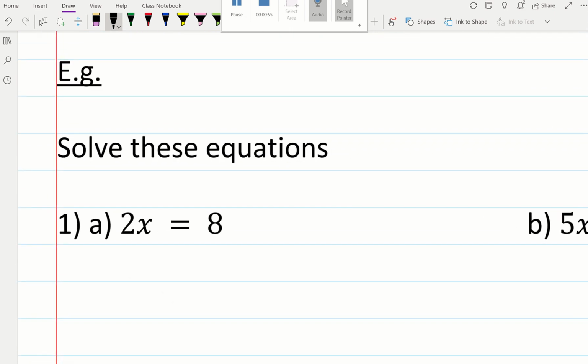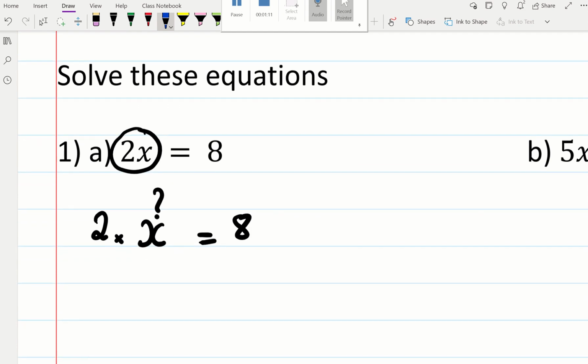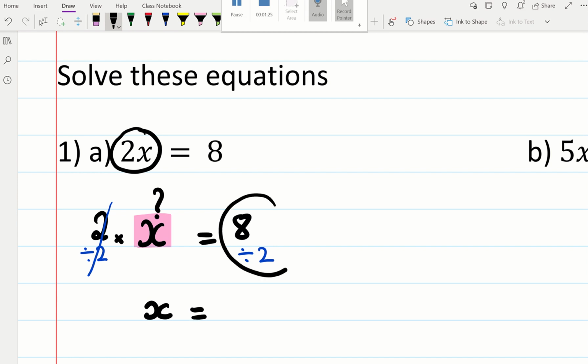So I'm going to look at this first example. 2x equals 8. Well, 2x is a multiplication. It means 2 times x. 2 times what gives me 8? Well, to reverse this, I need to divide by 2. And I divide both sides by 2 because 2 divided by 2 is 1, so it cancels. And I'm simply left with x. x equals 8 divided by 2, which is 4.